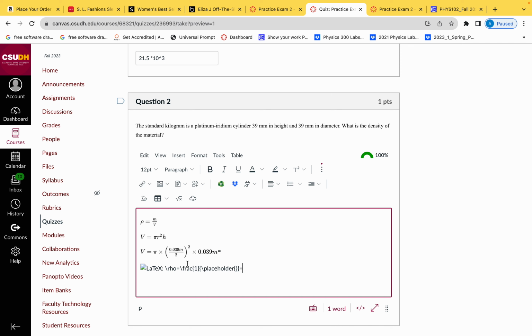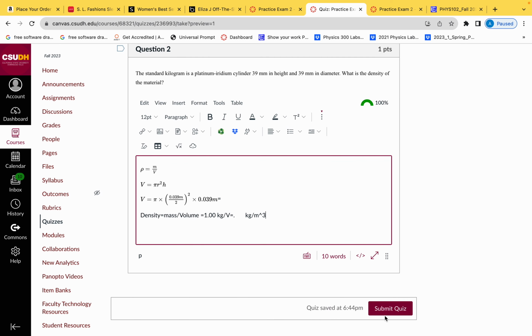I don't know why this one is making a mistake. The other thing I can do is say density equals, you can combine words, density equals mass divided by volume, and that equals the 1 kilogram. I think I typed an O instead of 0, divided by the volume I have calculated, equals, and then you list your number, kilograms per cubic meter. Then I will submit the quiz.